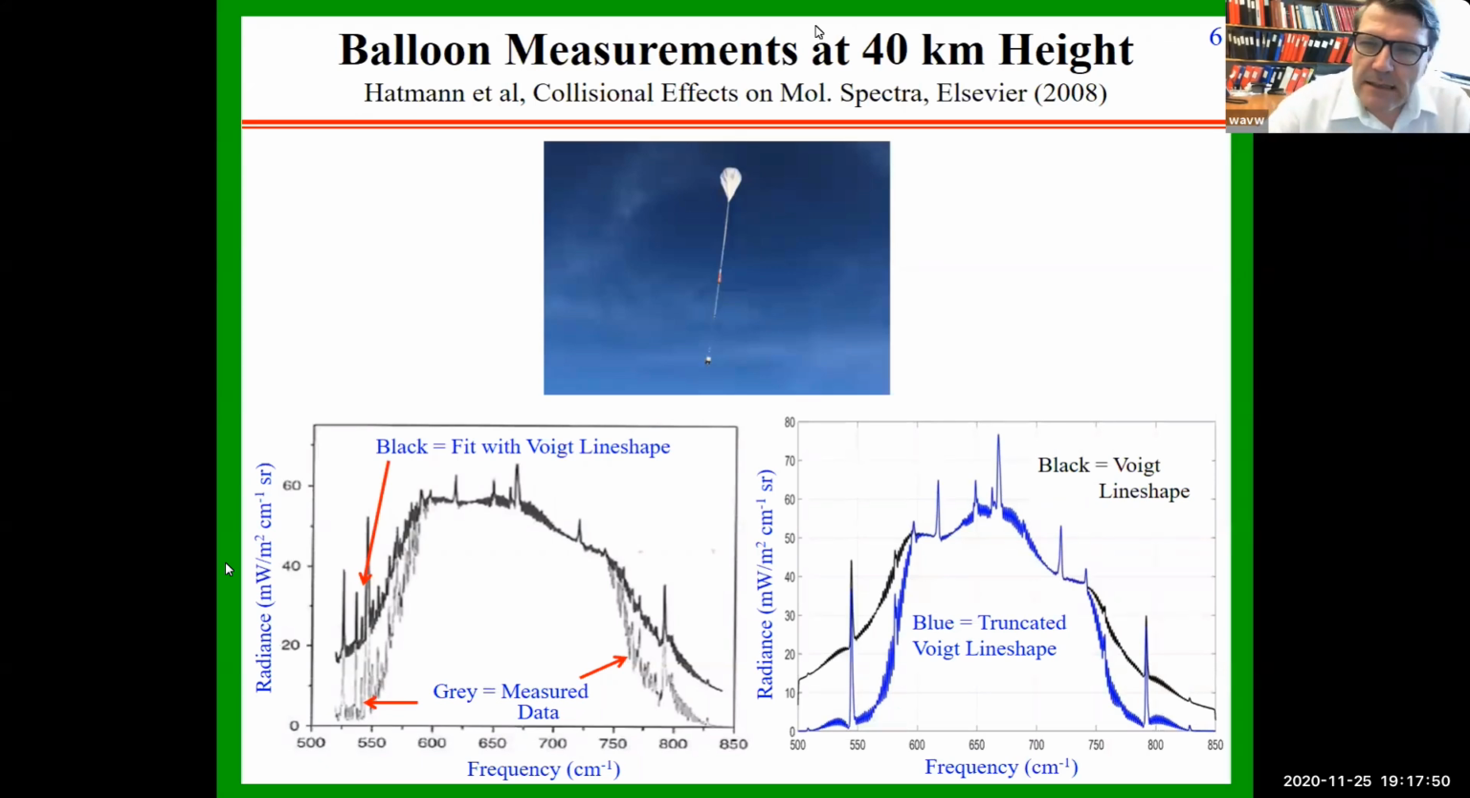The reason is that the line shape is not well fit by a Voigt line shape. You have to worry about collisions, and collisions have the effect of truncating that line shape. So over on the right-hand side are results of our model calculations. The black is when we consider a Voigt line shape, which closely resembles the curve at left. Blue is when we truncate the line shape, when we do a better job. And you notice the blue curve much more closely resembles the experimental data.